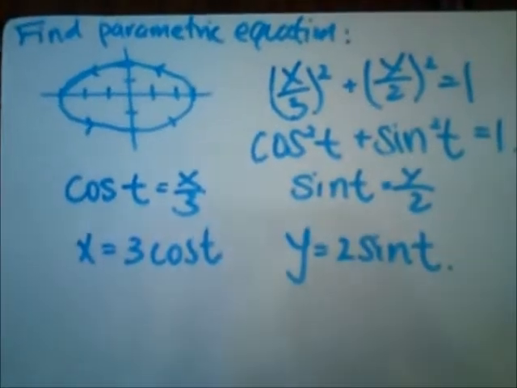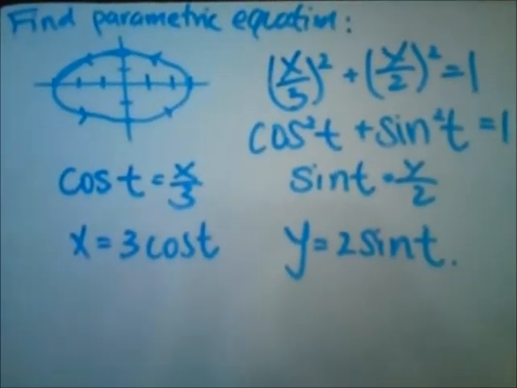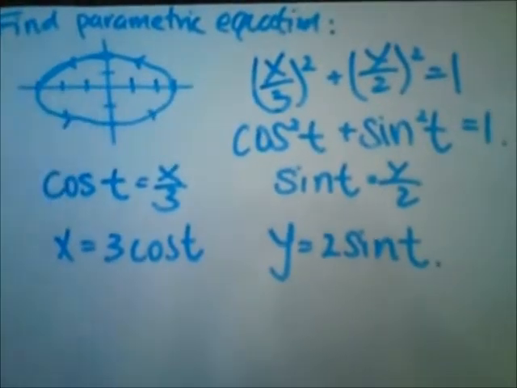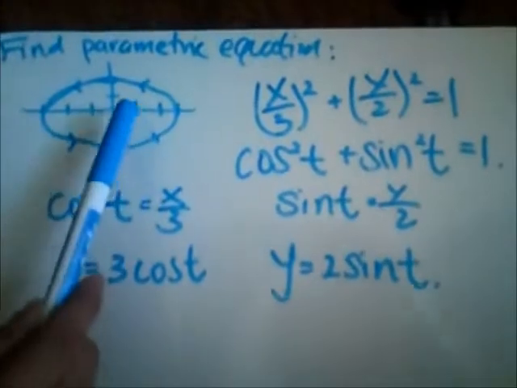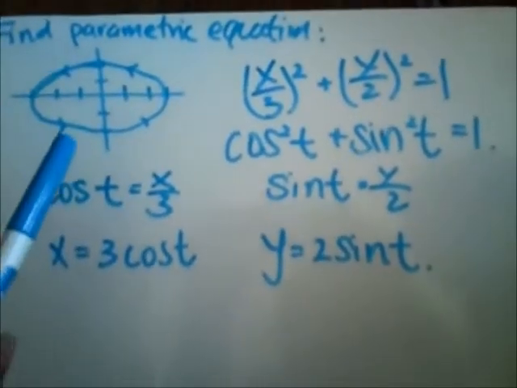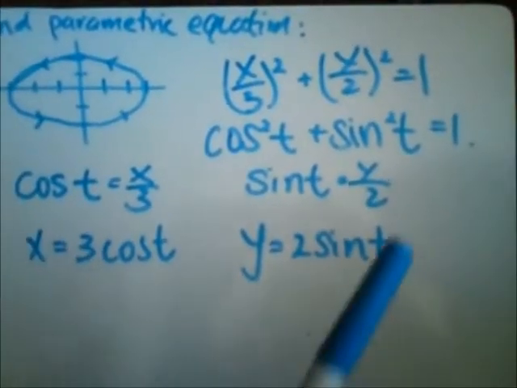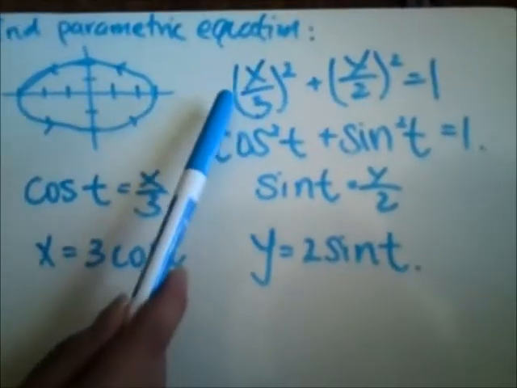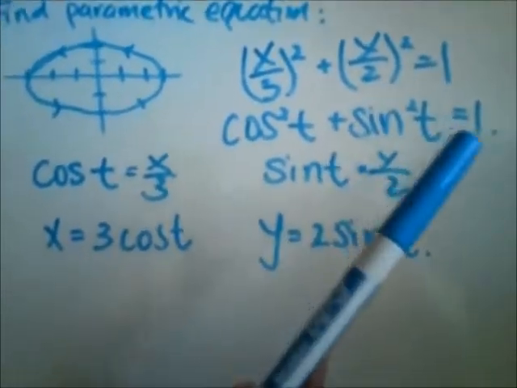In this sample problem, we are trying to find the parametric equation of this ellipse. We know that the center is at the origin, and the major axis is at the x-axis, which is 3 intervals, and the minor axis is at the y-axis, which is 2 intervals. So we know the equation would be x over 3 squared plus y over 2 squared equals 1.